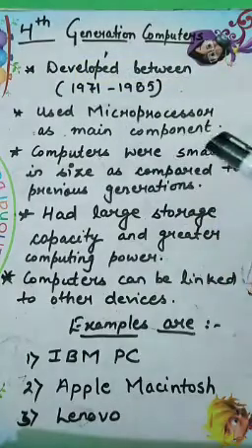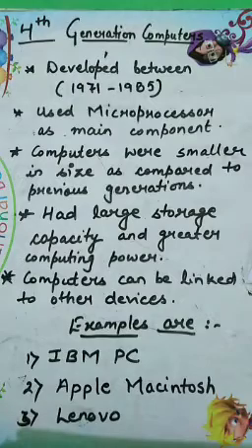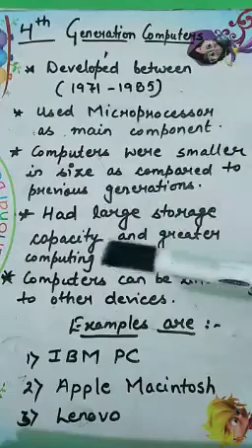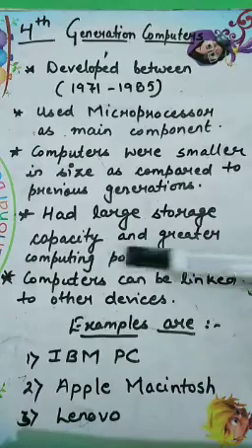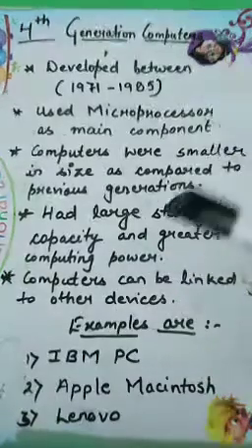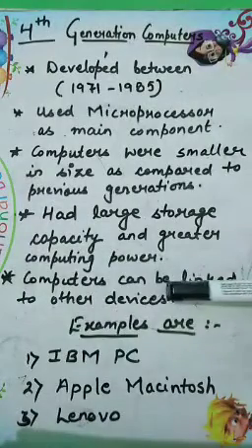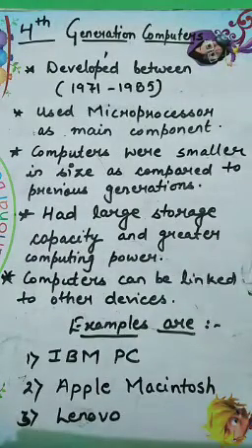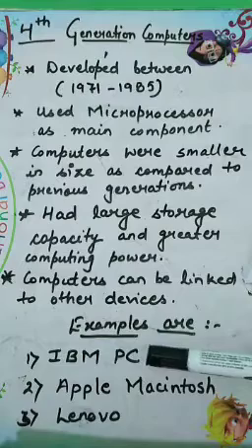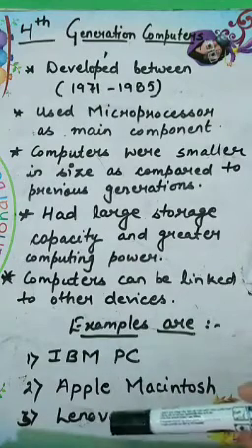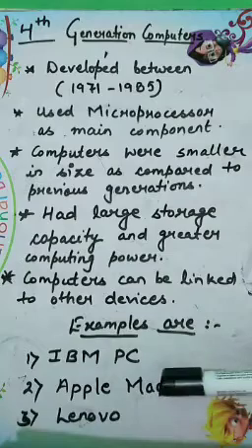These computers were smaller in size as compared to the previous generations, that is, first, second and third generations. In this generation, computers had large storage capacity and greater computing power. Now, the computers can be linked to other devices, like nowadays we can connect our computers to pen drives, mobile phones, etc. A few examples of fourth generation computers are IBM PC, Apple Macintosh and Lenovo. These computers belong to the fourth generation.